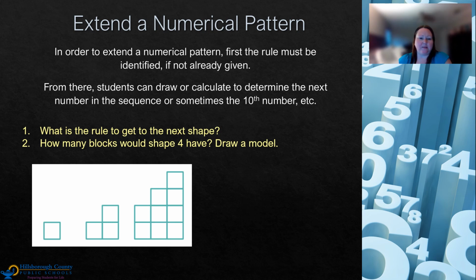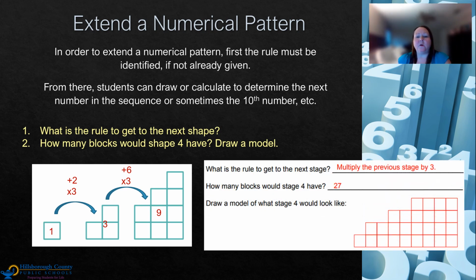What is the rule to get to the next shape? How many blocks would shape 4 have? So first step, I need to figure out how many are in each shape. Then I'm looking at, well, I know it's an increase, so I'm either going to add or multiply. I can add by 2 the first time or multiply by 3. I can add by 6 the next time or multiply by 3. So it looks like times 3 is that pattern. So moving on and extending that pattern, I know I can keep drawing models until I figure out how many blocks stage 4 would have, and it would be 27.